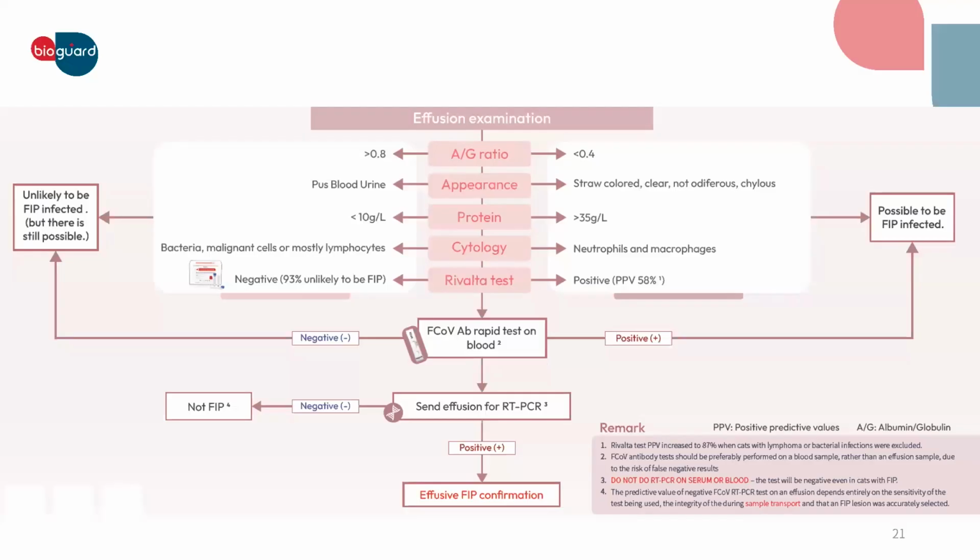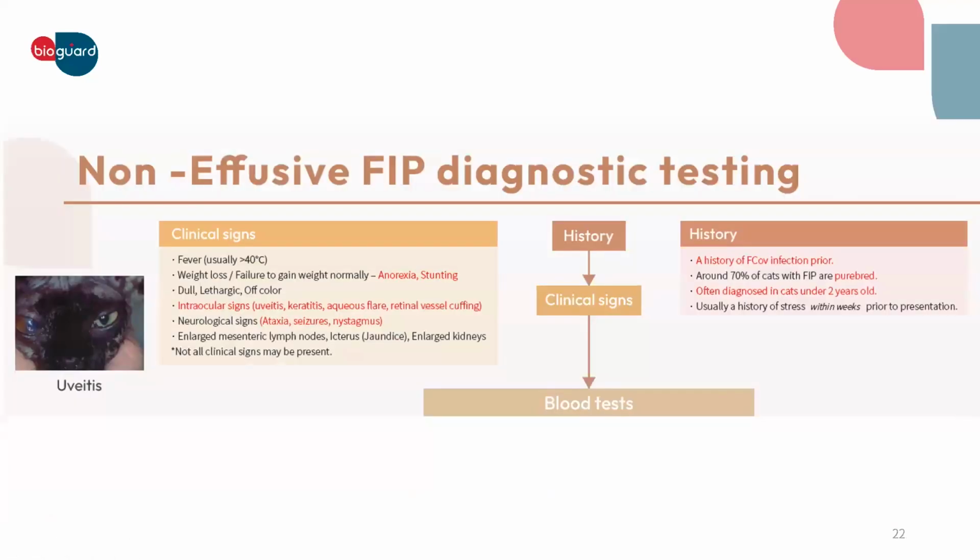If the Rivalta test as well as the FCoV antibody rapid test turn out to be negative, it could be because of some other infection in the cat, not FIP. However, if all these tests turn out to be positive, ending with the PCR test, then it's a straightforward FIP case. Now, if we talk about the non-effusive form, which is the dry form, it is actually more tricky to do in-clinic testing.